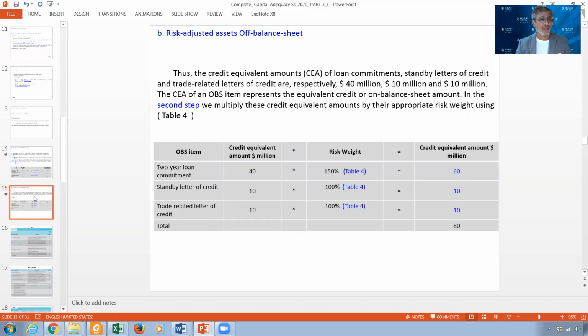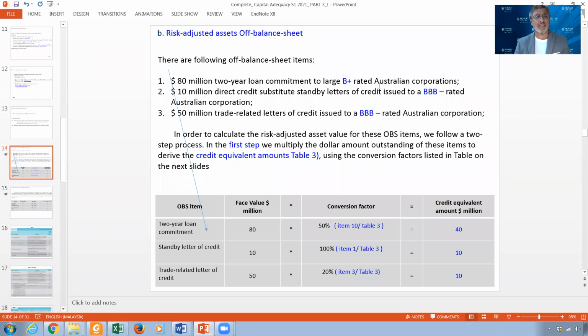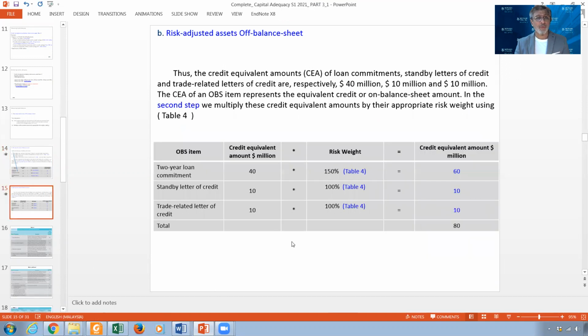So this is the first step, and this is the second step now. And I have to multiply it by the risk weights. So I understand now it's very straightforward because the risk weights for this is BBB, for this is B+, and this is BBB minus, and this is BBB. So all I have to do is see from the table 5.